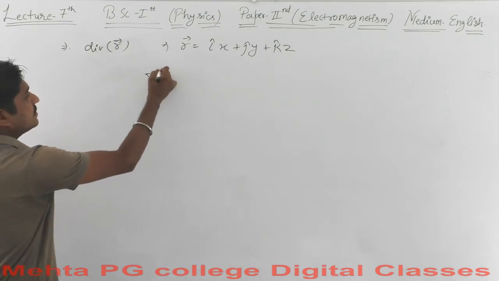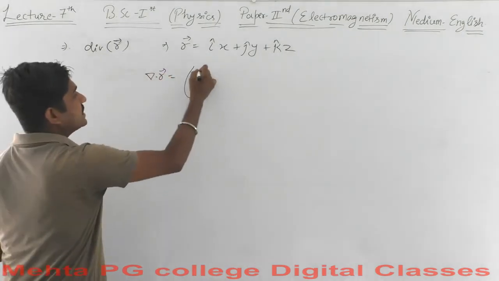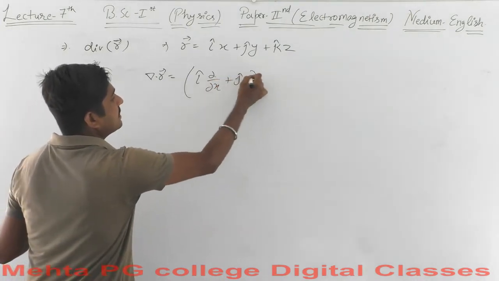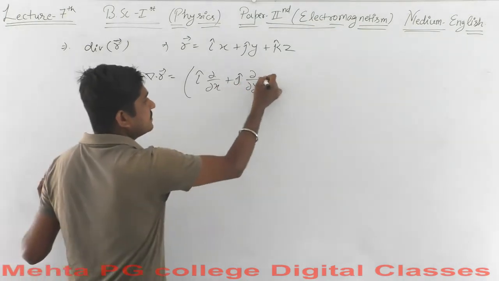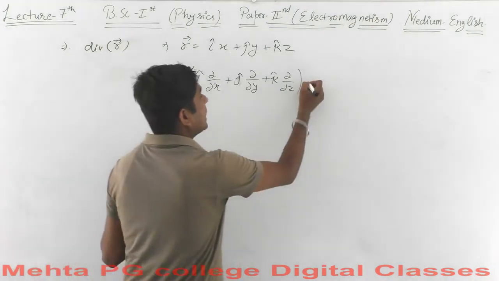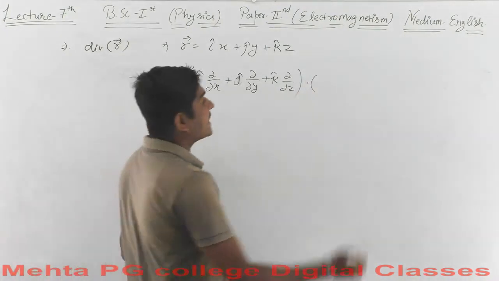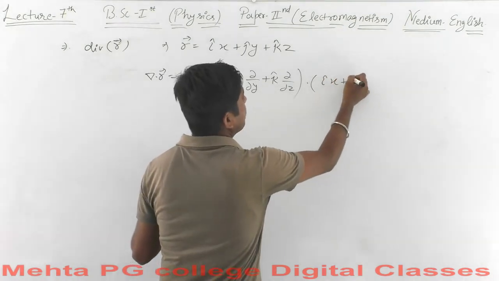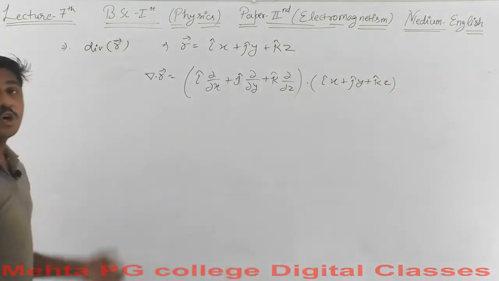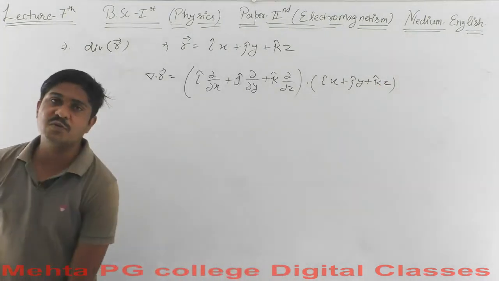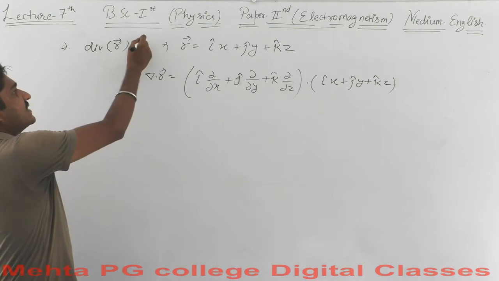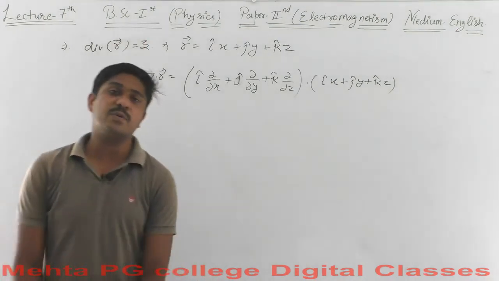Again you say del dot r vector, which equals i cap ∂/∂x, j cap ∂/∂y plus k cap ∂/∂z, and then the dot product with r vector, that is i cap x plus j cap y plus k cap z. If you go through the example, you will find that we are supposed to prove that the divergence of r vector will be equal to 3. So let's find out if we can prove it or not.